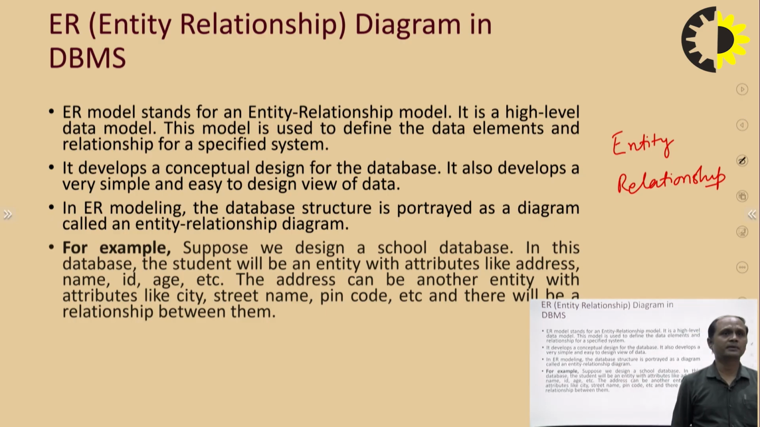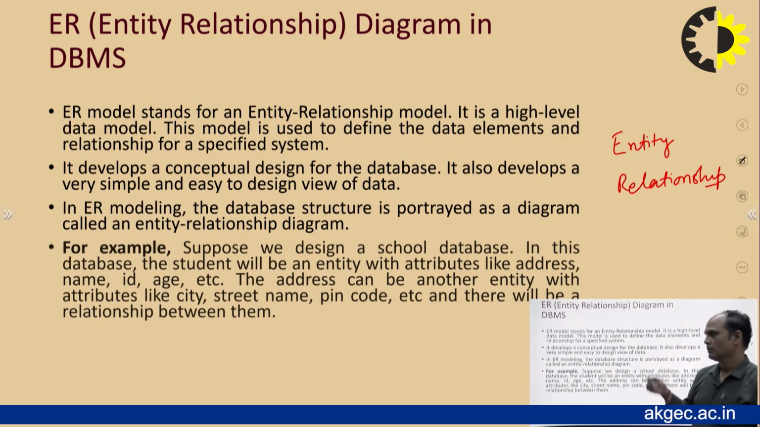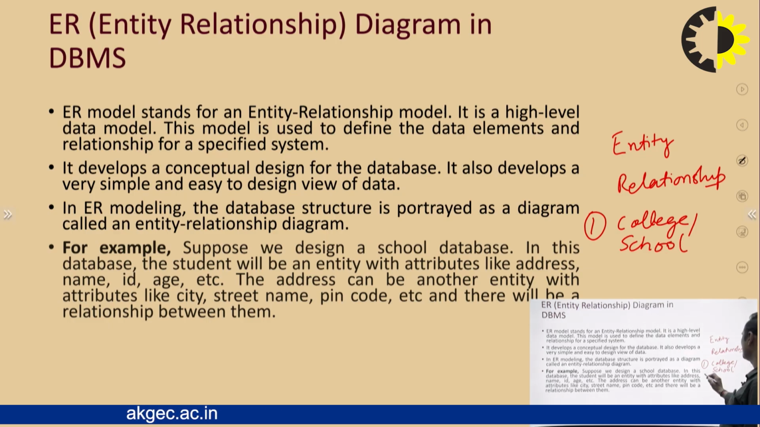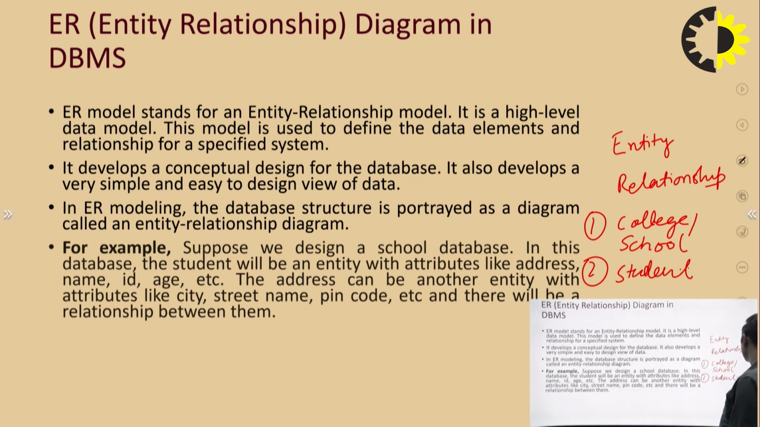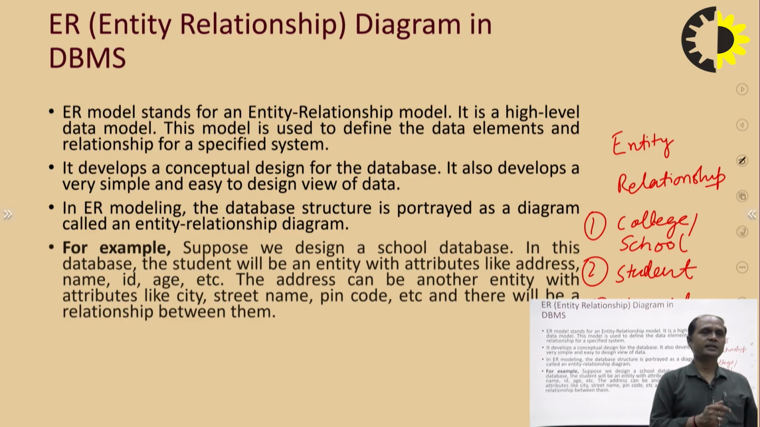For example, suppose we have a designer for a school database. So what types of entities are in the particular school? In the school, the first entity is college or school, whatever you work over there. Another is student, either in college or in school. Another is faculty. These are the three entities that can be mapped in the school database, or college database.